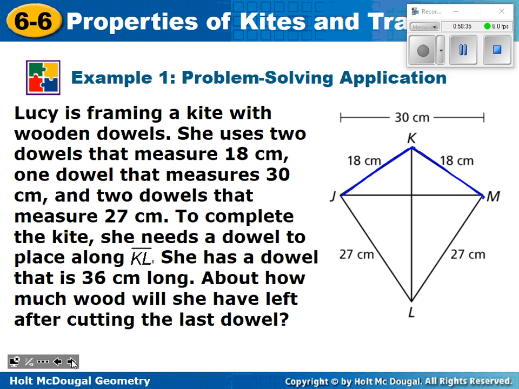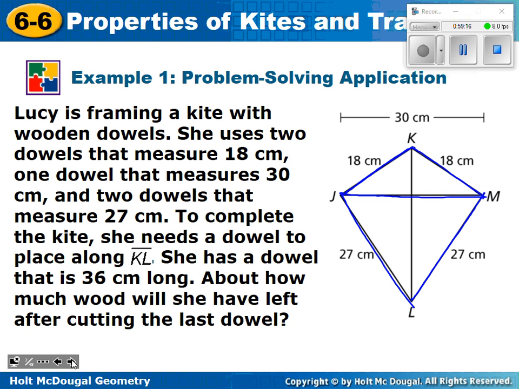She's got 1 dowel that measures 30, and notice it's going horizontally, so that's going to be the distance from what point to what point? J to M, so that's taking care of this dowel. And then she has 2 dowels that measure 27 centimeters, so that's going to be on the frame outside here and here. Are we good with that? Okay, so the only place she hasn't put a wooden rod is along KL, right? And that's going to finish framing up her kite. So to complete it, she needs a dowel placed along KL. She has a dowel that's 36 centimeters long, and she wants to know about how much wood will she have left after she cuts the length of KL. So we have to find the length from K to L.